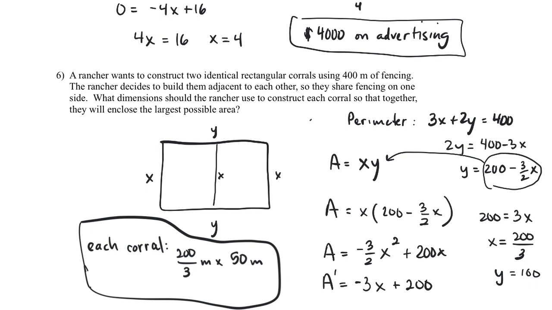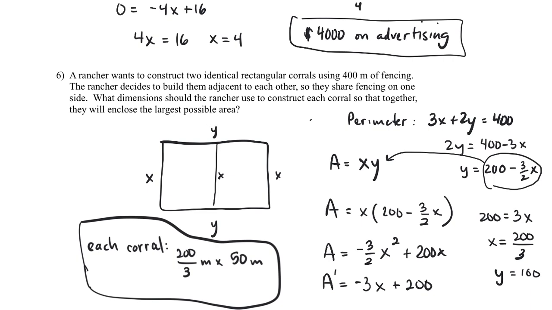And before we move on from this one, I made the cardinal sin of a problem like this. I did forget to prove that this value right here, x equals 200 over 3, is actually a maximum. All we've done so far is shown that it's a critical number. There is no proof on here that this is a maximum value, which is what they're asking us to find, the largest possible area.